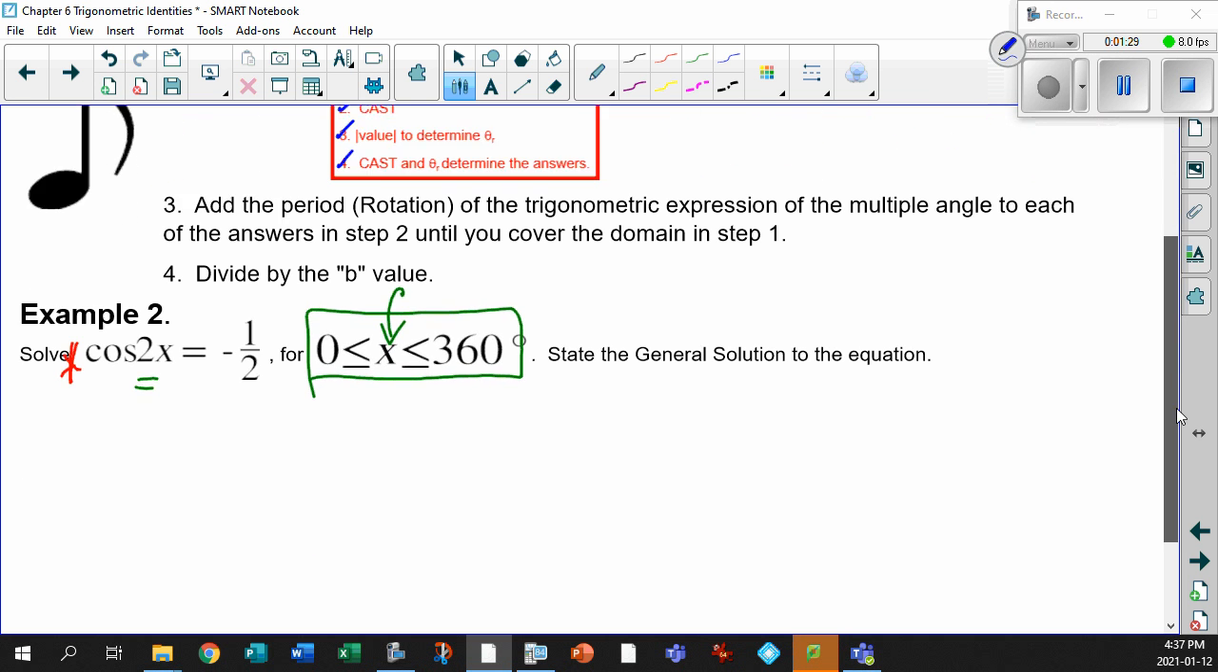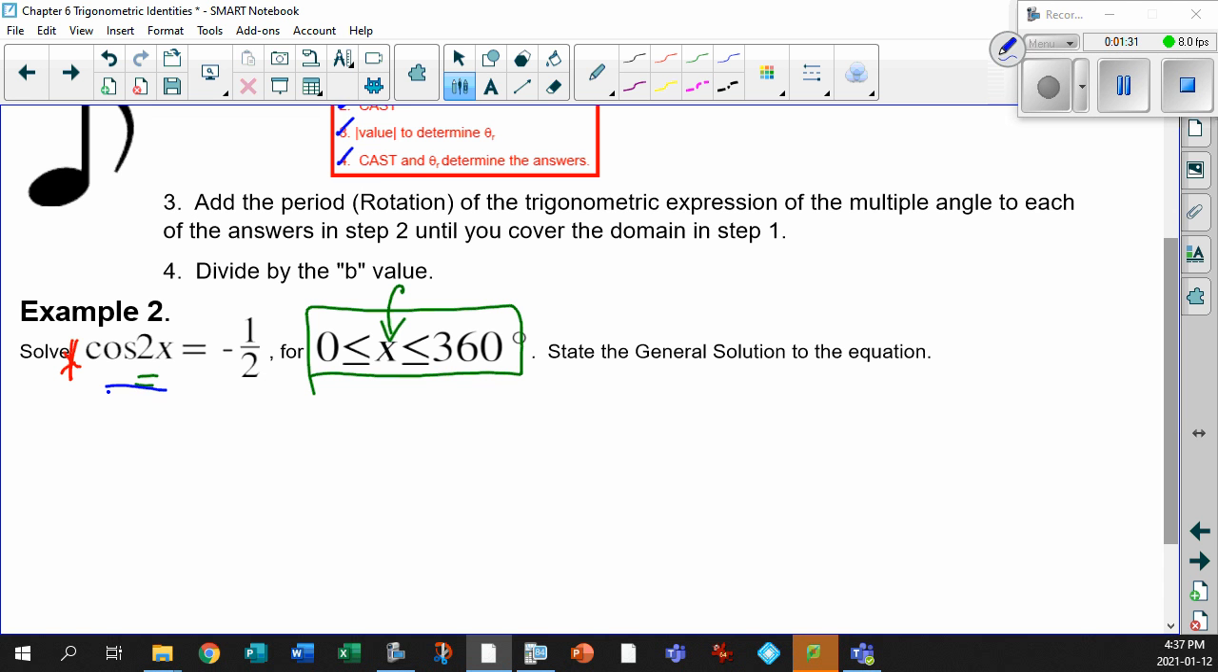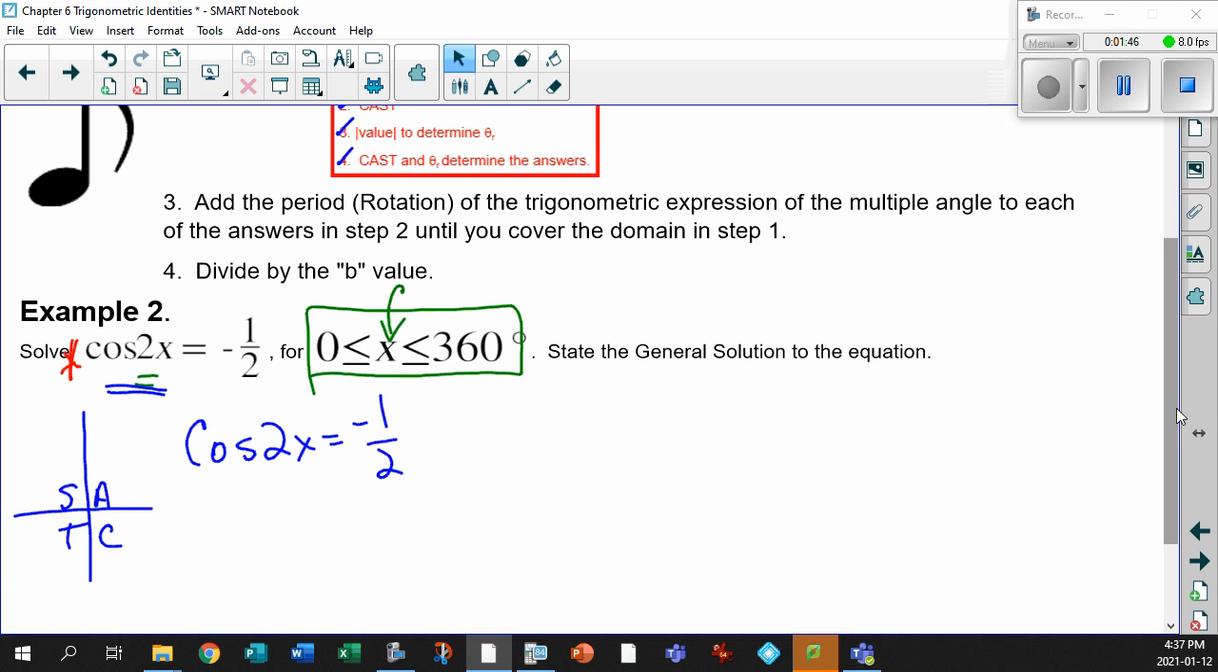Isolate. Okay, so have we isolated? You betcha. So what do we got here? All right, we have cos 2x equals minus a half. All right, now add sugar to coffee. There it is. Figure out where this thing is negative. Yup, there and there. Beautiful.